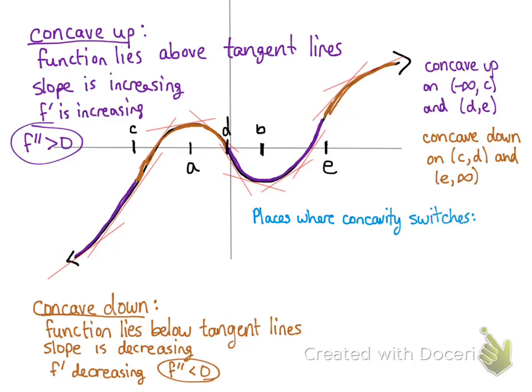There's also words for places where concavity switches. Those are called inflection points. This graph has 3 inflection points at x equals c, x equals d, and x equals e.